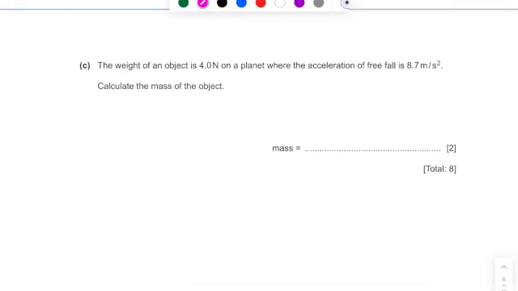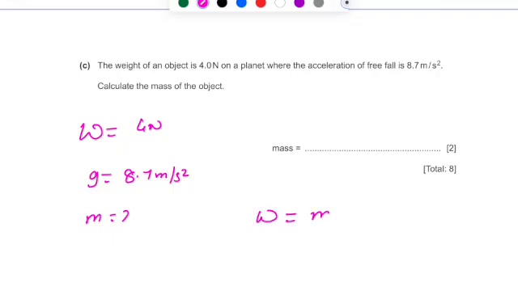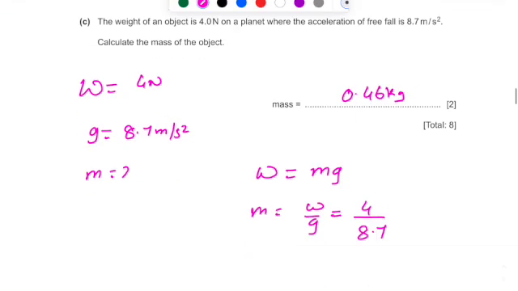The weight of the object is 4 newtons on a planet when the acceleration is 8.7. Find the mass. So weight equals 4 newtons, acceleration equals 8.7 meters per second squared, mass equals question mark. So W equals mg, so m equals W by g. W is 4, g is 8.7. Simplify by the calculator. You should be getting 0.46 kg.